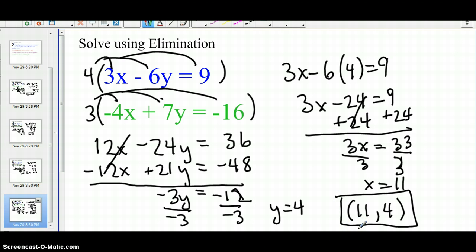In the first three examples, we only had to multiply one equation. In the last example, we had to multiply both. Sometimes you may have to multiply both equations to be able to get rid of your x's or to get rid of your y's. It doesn't matter. There's a lot of ways that we can do this.